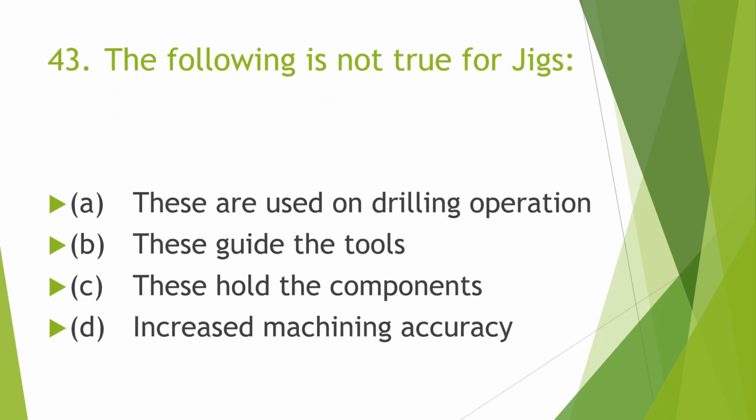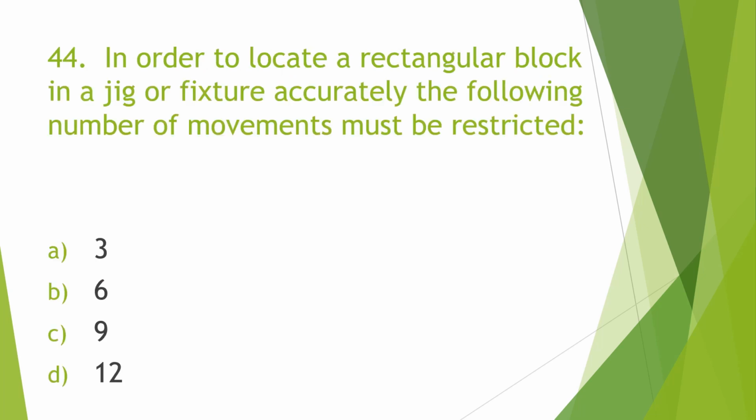Question number 43. Which of the following is not true for jigs? The options are: A, these are used in drilling operations. B, this guides the tools. C, these hold the components. D, increased machining accuracy. The answer will be these hold the components. Question number 44. In order to locate a rectangular block in a jig or fixture accurately, the following number of movements must be restricted. Option B, 12.